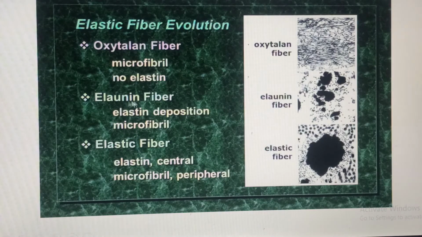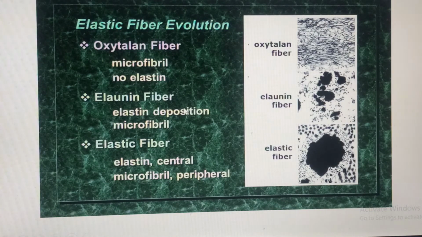Then we also have what we call elaunin fibers. For elaunin fibers, apart from having those slender-like microfibril structures, we also have elastin protein, having that kind of deep staining orientation. Then we also have the elastic fiber proper, which contains both elastin and microfibril. The microfibril will be peripherally placed, and centrally we have the protein elastin. So these represent the three kinds of elastic fibers, depending on the proportion of elastin protein and microfibril protein. Okay, so please get to know these ones.